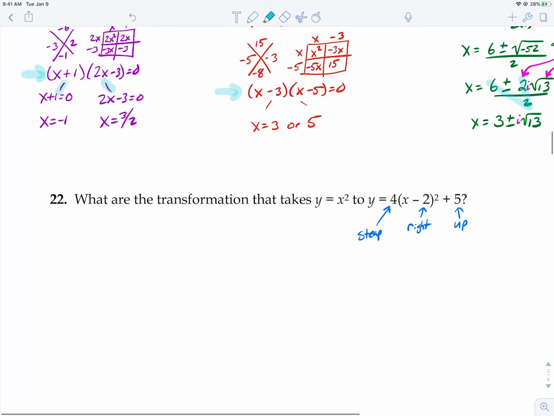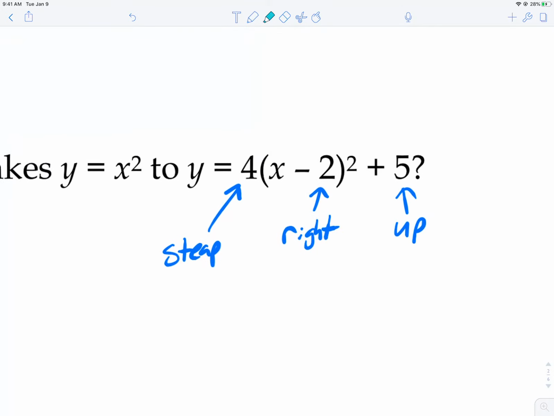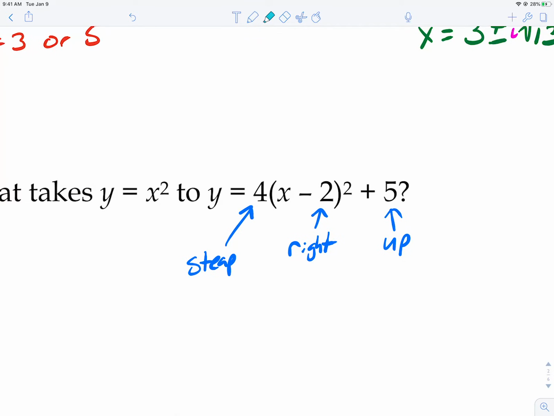Number 22, very similar to how the absolute values were transformed. The negative 2 means it was moved to the right 2. Remember, it's the opposite. 5 means it was moved up 5. And this 4 means that it is steeper than the parent function because the parent function only has a 1 in front of the x squared.